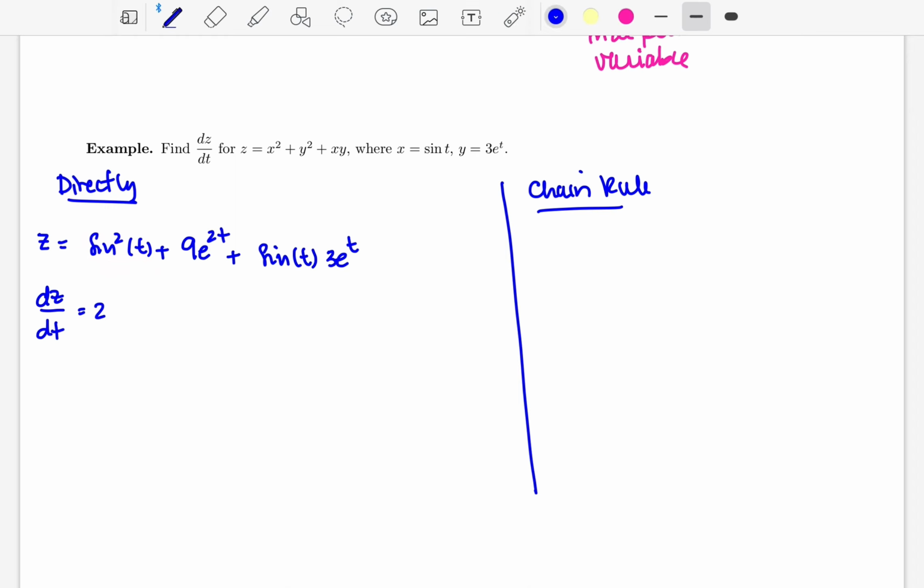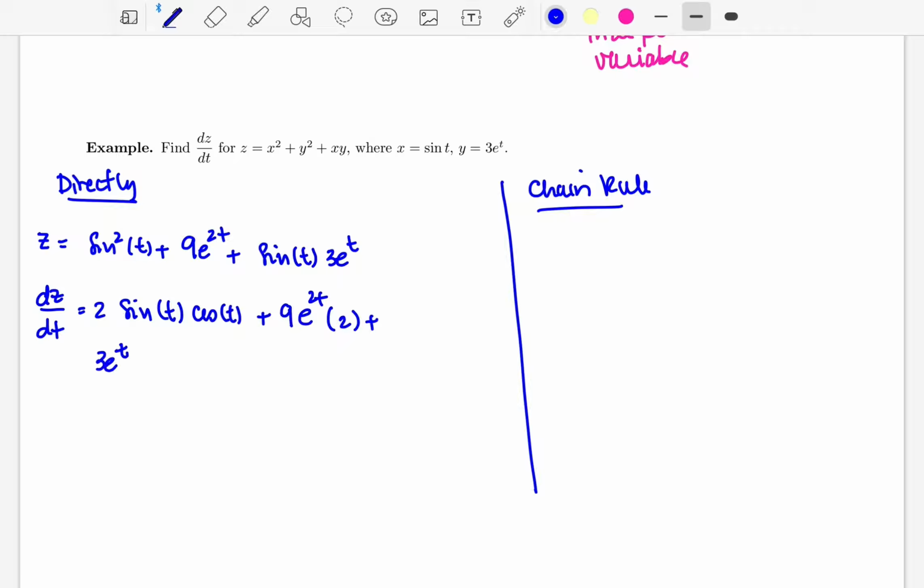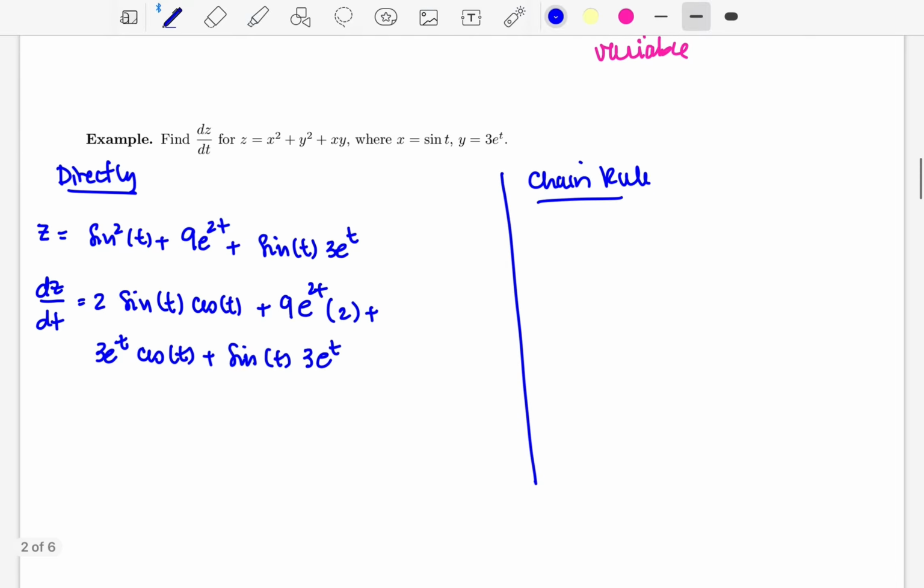Now, if I compute the derivative with respect to t, I have to use the chain rule here, so I get 2 times sine of t times the derivative of sine, which is cosine of t, plus the derivative of 9e to the 2t. I have to use the chain rule. I get 9e to the 2t times the derivative of the exponent, which is 2. And then for the derivative of sine of t times 3e to the t, I have to use the product rule. So I would get 3e to the t, times the derivative of the first one, cosine of t, plus the first one, sine of t, times the derivative of the second one, which is just 3e to the t. Okay, so that's what I got.